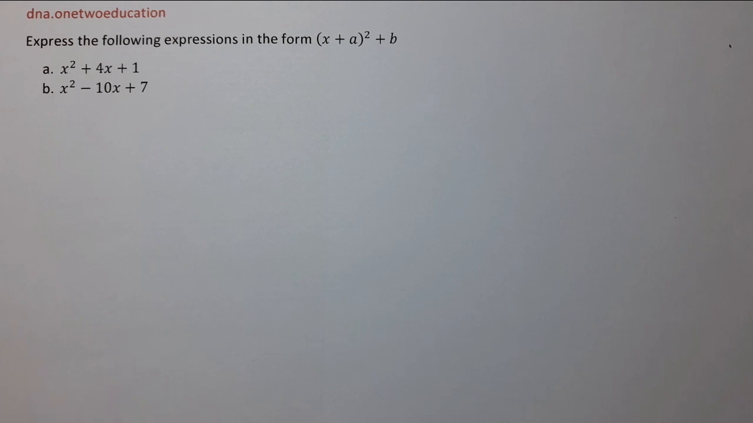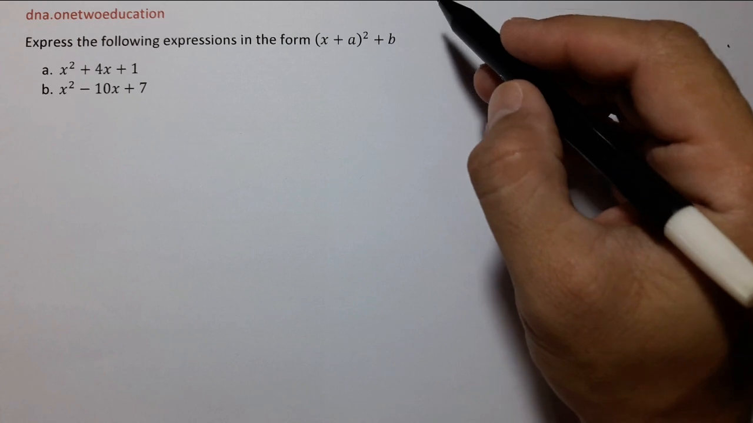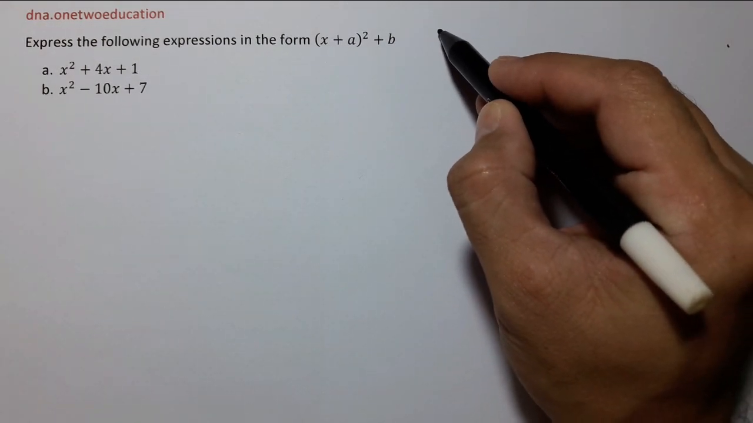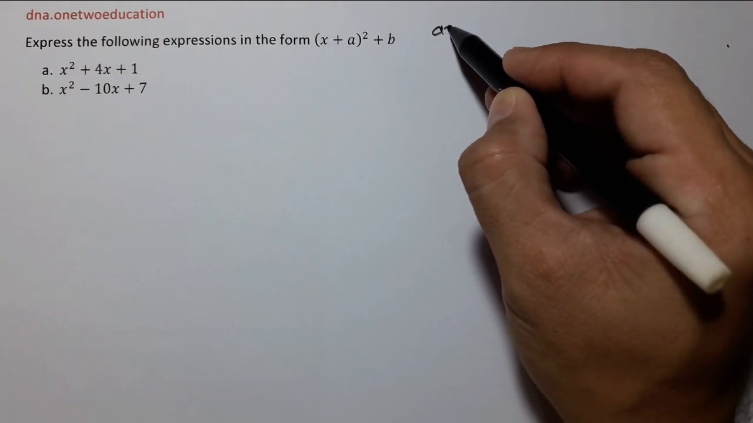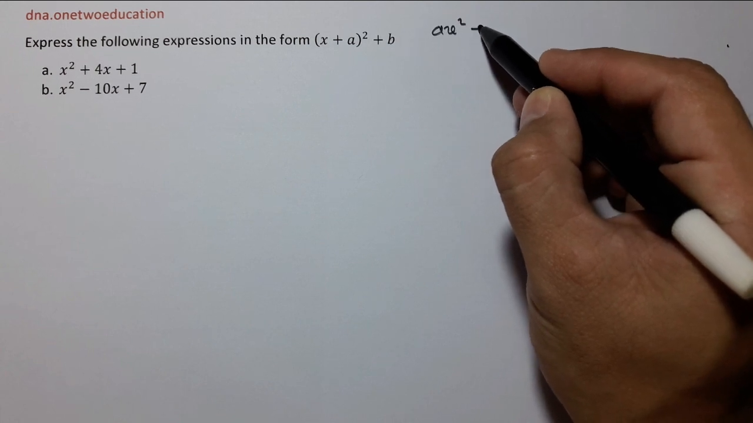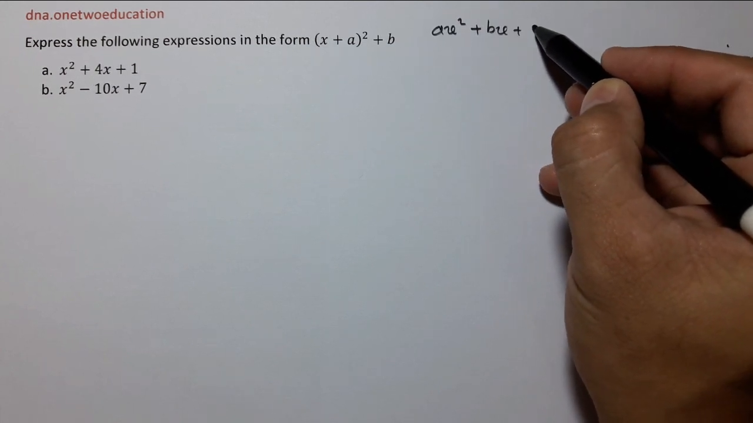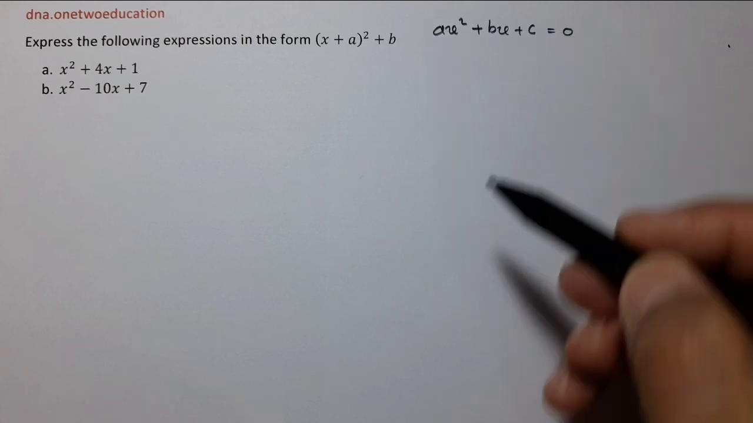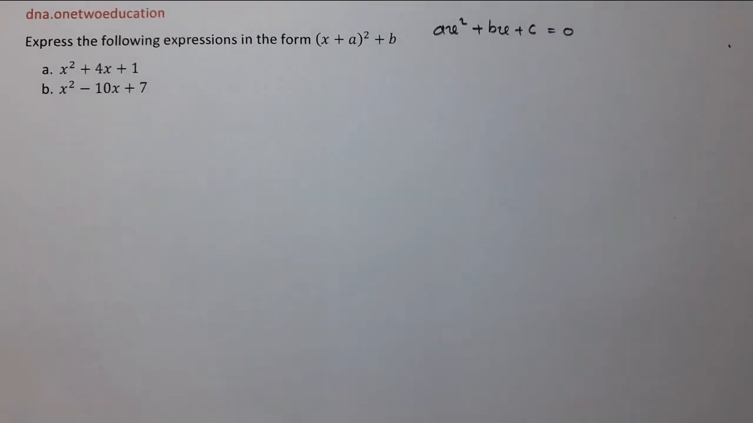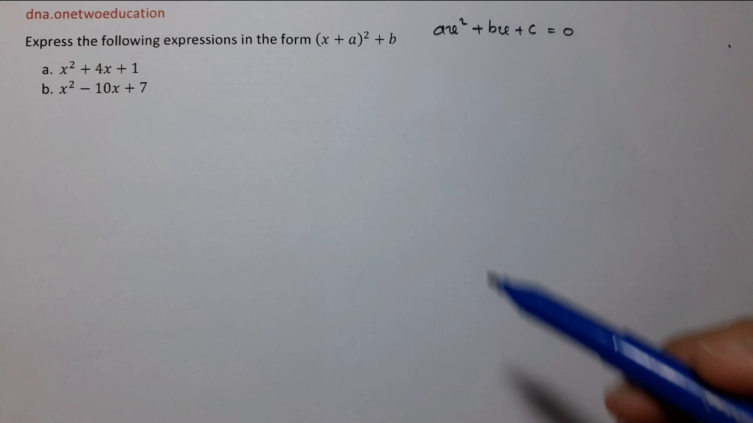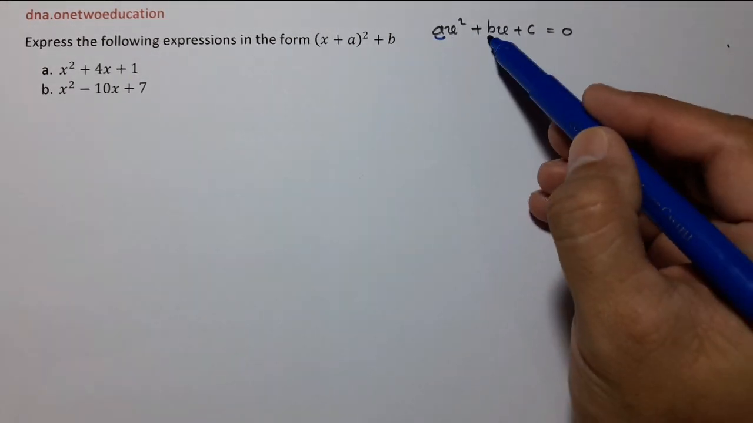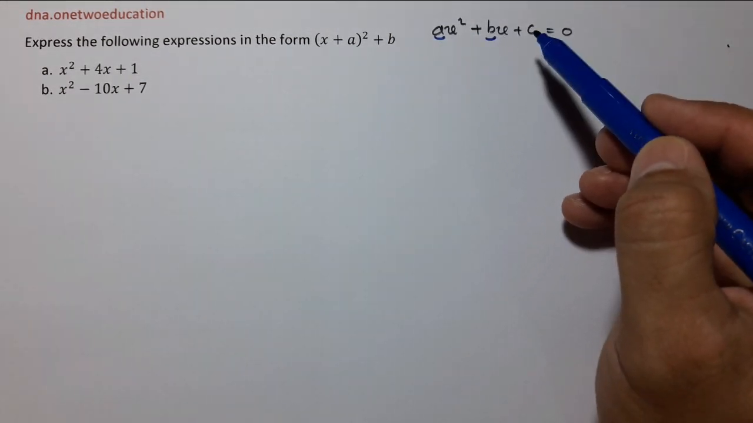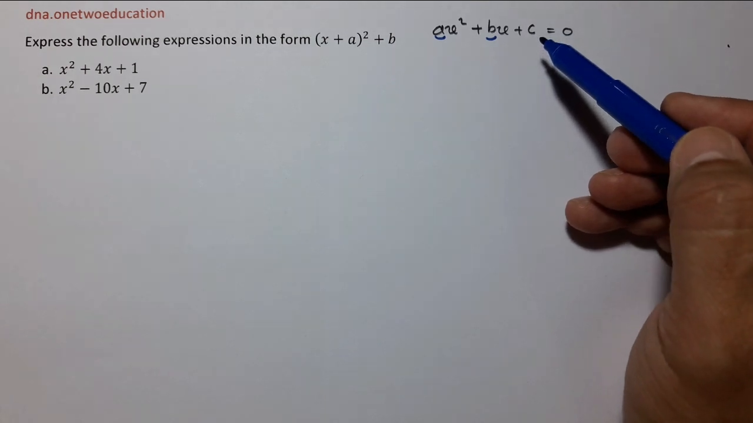Okay, today we are going to discuss quadratic expressions, or quadratic equations. As I mentioned before, the quadratic equation is ax squared plus bx plus c equals 0. So a is the coefficient of x squared, b is the coefficient of x, and c is the constant.